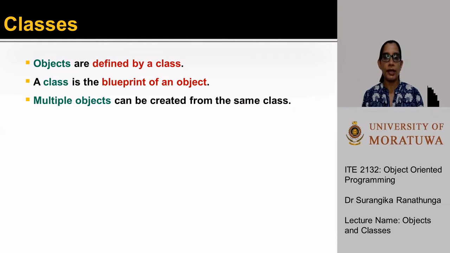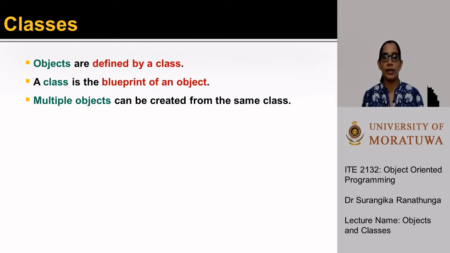That means the class specifies what information this object will carry and what this object can do. And using a blueprint, just like you are using a cookie cutter to make different cookies, we can create multiple objects using the same class.